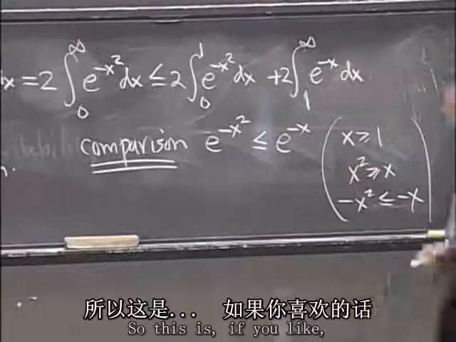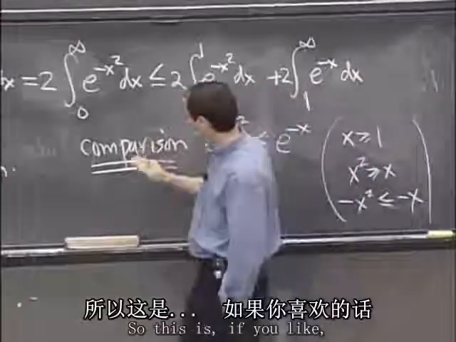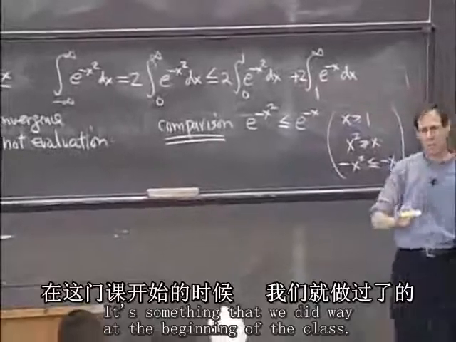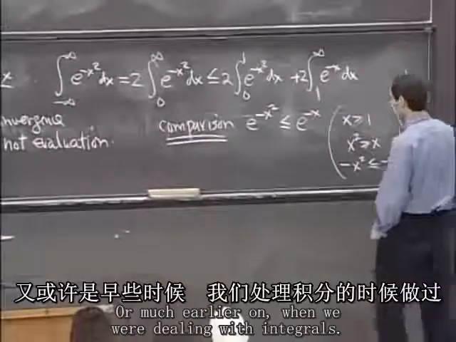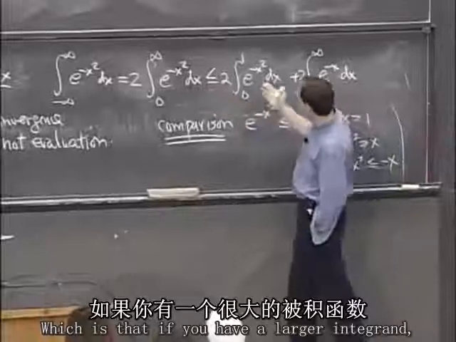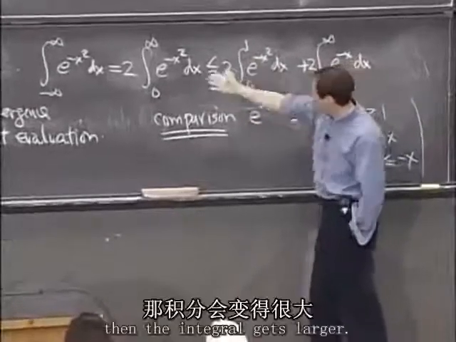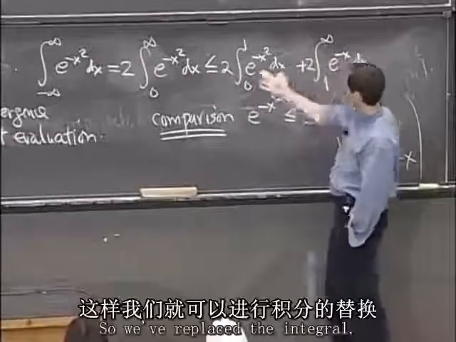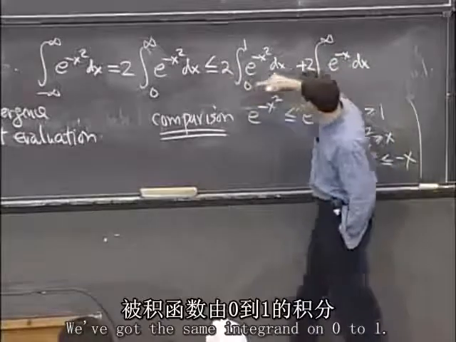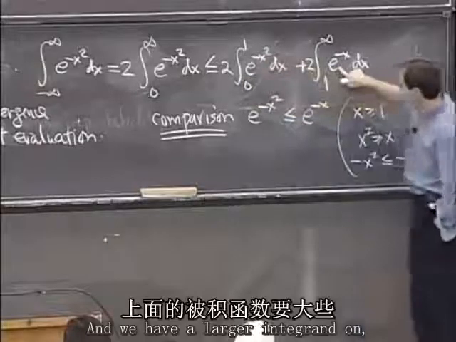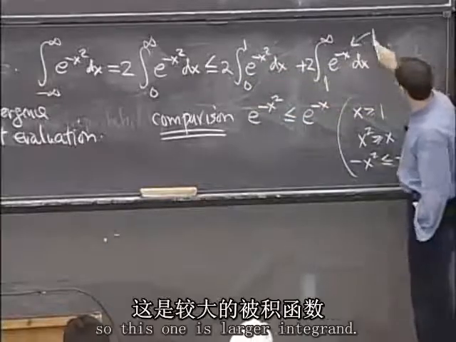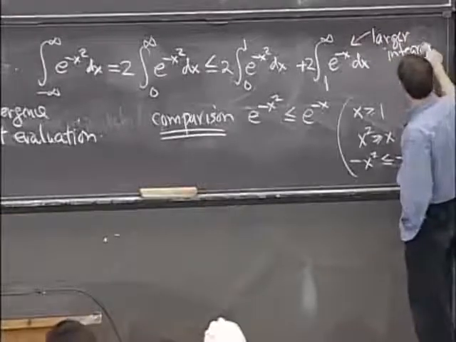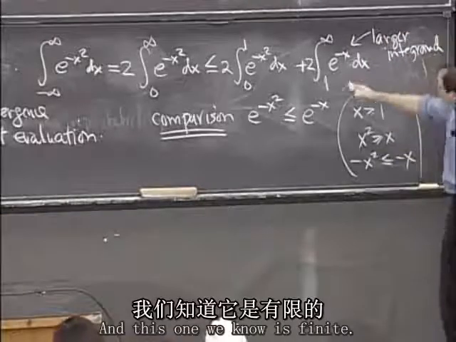All right? So this is, if you like, ordinary comparison of integrals. It's something that we did much earlier on when we were dealing with integrals, which is that if you have a larger integrand, then the integral gets larger. So we've replaced the integral. We've got the same integrand on 0 to 1, and then we have a larger integrand over here. And this one we know is finite.